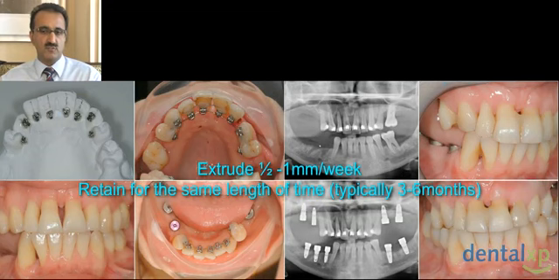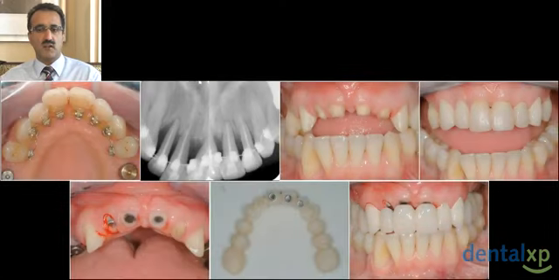We extrude slowly, over half or 1 millimeter a week, and we retain for at least the same length of time. Typically, this type of treatment would take probably 6 months to extrude, and we would retain for 6 months afterwards. And if we look at this case as we went along, we can see we've got so far, and then we really needed to take things further.